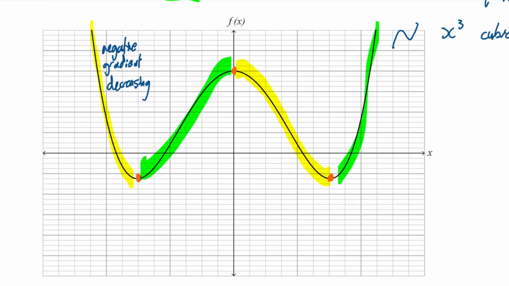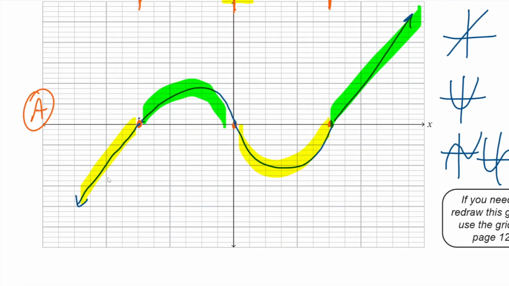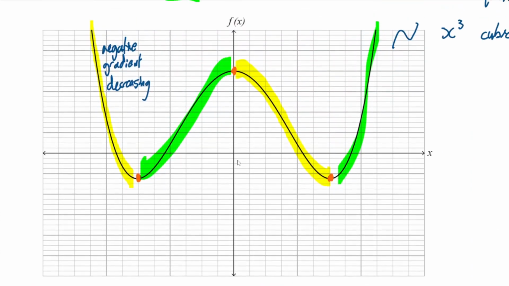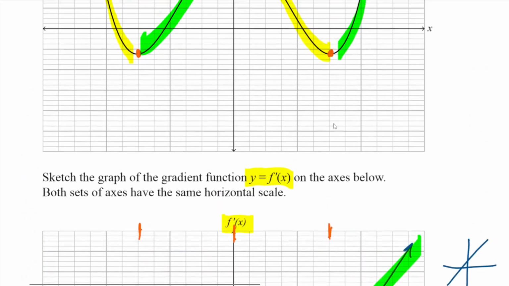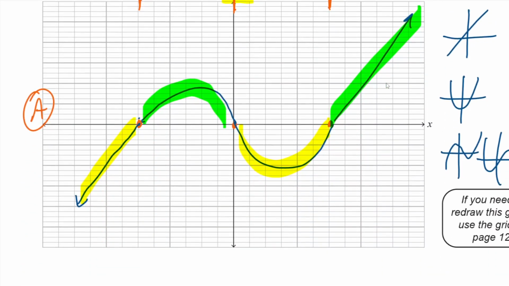So to the left of the first minimum, it was negative. So on our gradient function, the y value is negative, right? It's below the x-axis. Similarly, for between the y-axis and the second minimum, it is also below. And with that, we were able to determine the shape is a positive cubic, and we completed our sketch. So if we got the shape right as well, that would be merit.